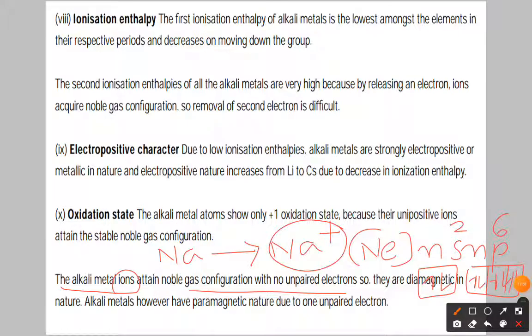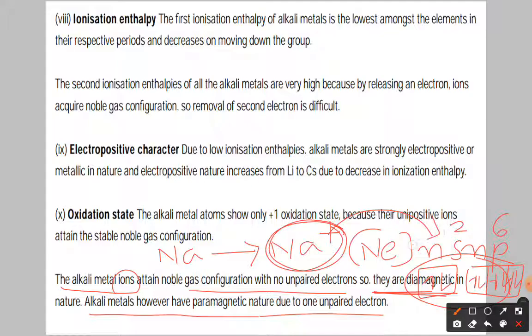Here all ions have paired electrons. Once the electrons are paired, that is called diamagnetic. It means they are not attracted by the magnet. That is called diamagnetic in nature. So alkali metals however have paramagnetic nature due to one unpaired electron. Now the ion is diamagnetic. Why? Because they get the noble gas configuration and all electrons are paired in the valence shell. But if you see the atom, we have one unpaired electron.